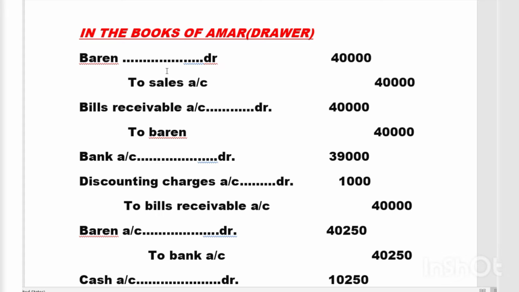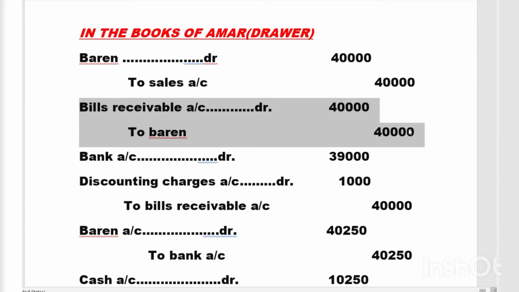What is the entry for bills acceptance? See, second entry, bills receivable. Amar is raising the bill from whom? Barin. So bills receivable account debit to Barin account, 40,000 rupees bill. Barin accepted and sent back to Amar. So what is the entry for that? Bills receivable account debit to Barin account 40,000.